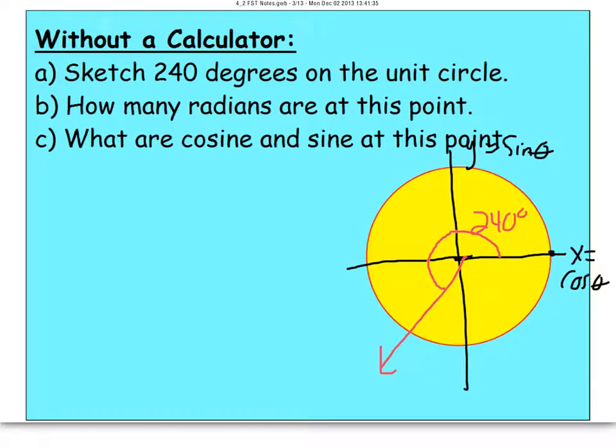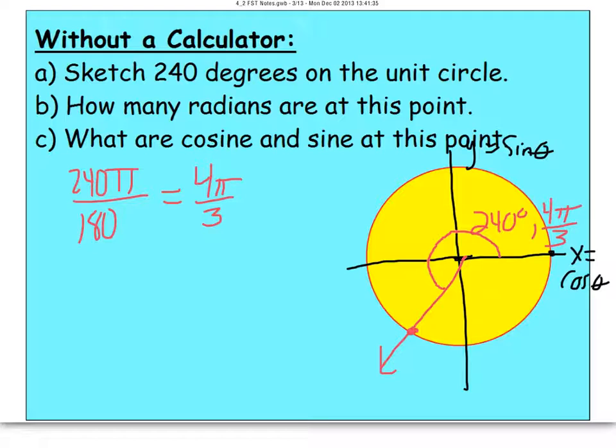How many radians are at that point? Well, we can figure that out. Remember, the shortcut for the radian, we could actually compute it, was pi is the same as 180. So you put 240 there, and then you would simplify this fraction. If you do that, what you're going to end up getting is 4 pi over 3. So 240 degrees is the same as 4 pi over 3.